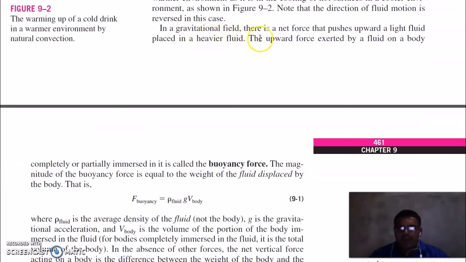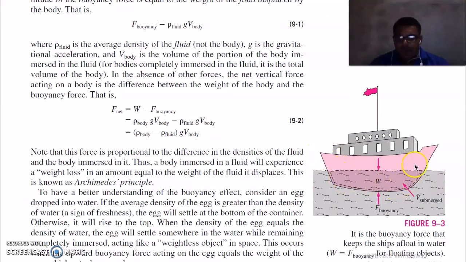In a gravitational field, there is a net force that pushes upward a light fluid placed in a heavier fluid. The upward force exerted by a fluid on a body completely or partially immersed in it is called buoyancy force. Say a boat: the weight of the boat is acting downward, and the buoyancy force will act upward. V is the submerged volume of the boat.